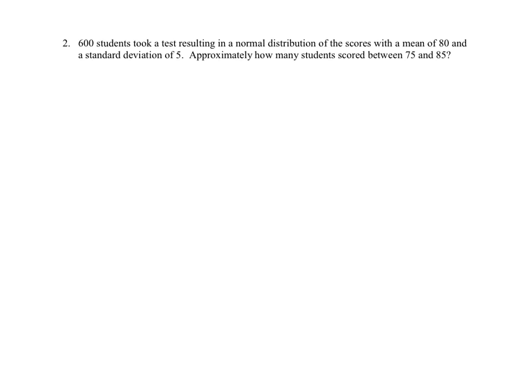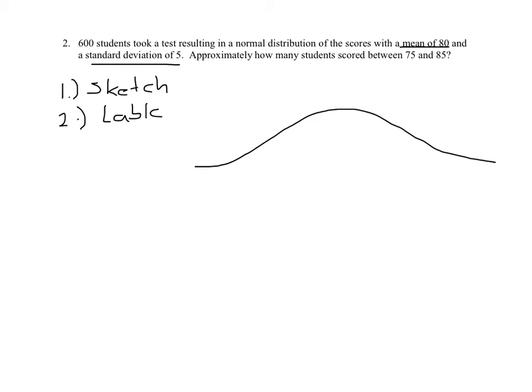Here's another great example. Example number 2, one of my favorites. 600 students took a test resulting in a normal distribution of the scores with a mean of 80 and a standard deviation of 5. So before I even think about my problem, I need to do step 1, sketch, and step 2, label. So I have my bell curve. I can label my mean, my x bar, as 80.